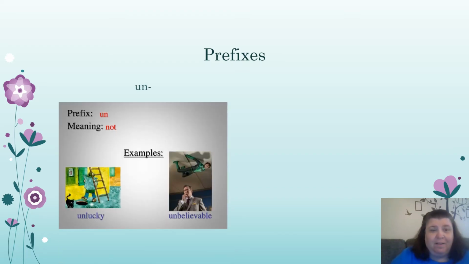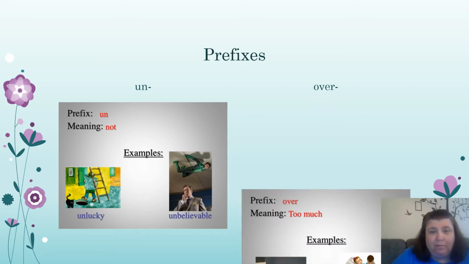Un also means not. So we have lucky, and un in front of it means not lucky. That guy's about to step in a hole. Look at that. He's walking under a ladder, and there's a black cat. Then we have believable with un in front of it. So it is not believable.